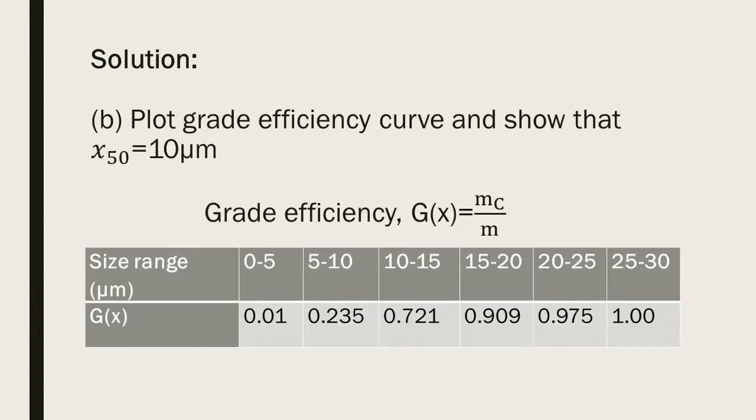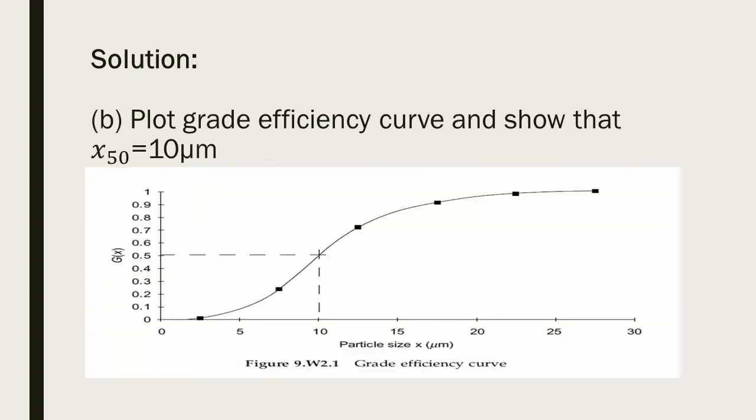Now let's move on. Again, we need to plot the grade efficiency curve and show that the critical particle cut size is equal to 10 micrometers. Now, the grade efficiency, represented by G of x, is equal to the individual mass of the coarse feed divided by the individual mass of the feed. So, for each size range, we get varying values of grade efficiency. Let's say for the size range 0 to 5 micrometers, we have a grade efficiency of 0.01, for 5 to 10, 0.235, and it goes on for the rest. Plotting the values of the grade efficiency against the particle cut size, we now get this graph.